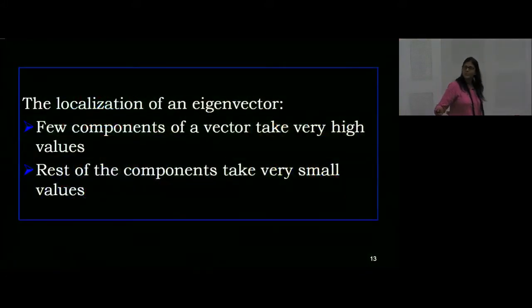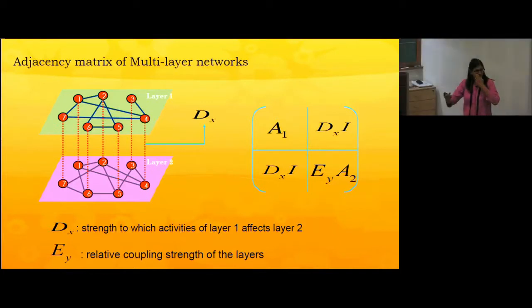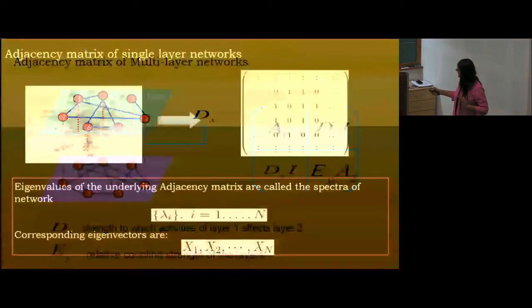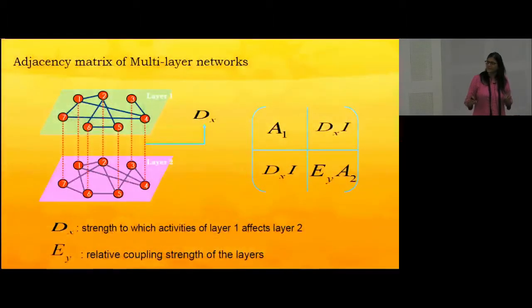And we are talking about the eigenvectors. Again, the eigenvalues of these matrices are called the spectra, and for the entire multi-layer network we will take the eigenvector corresponding to the largest eigenvalue. So the same thing we had for the single layer, we will calculate the eigenvalues and the eigenvector corresponding to the largest one, that will be PV. So this is for single layer and this is for multi-layer, the same thing.